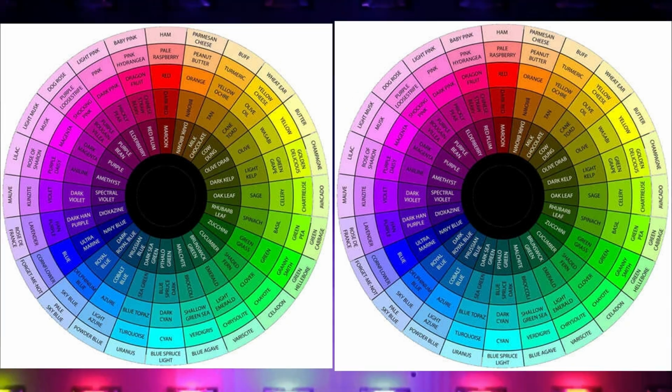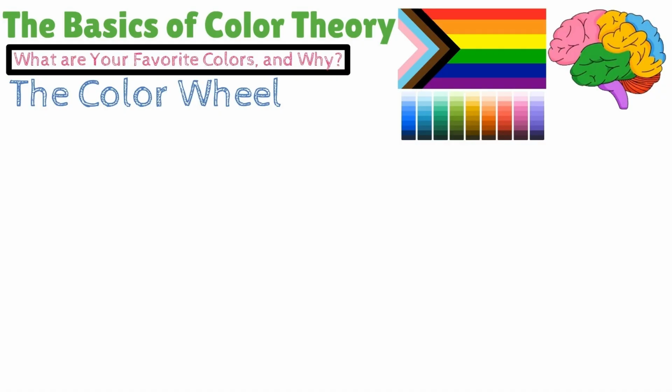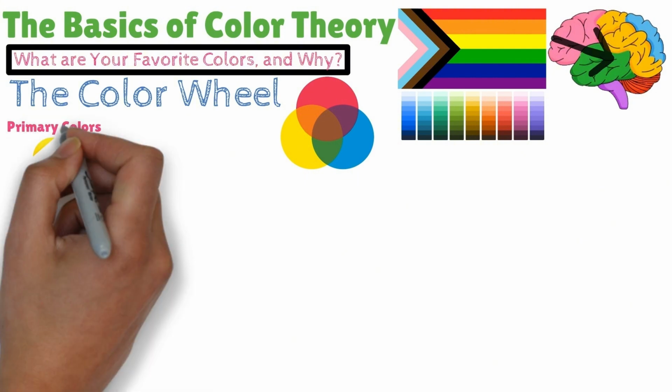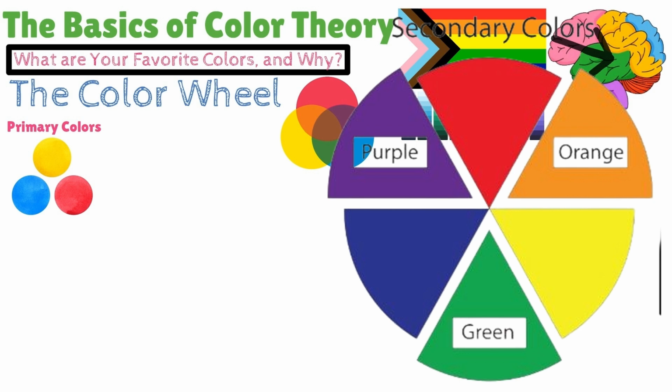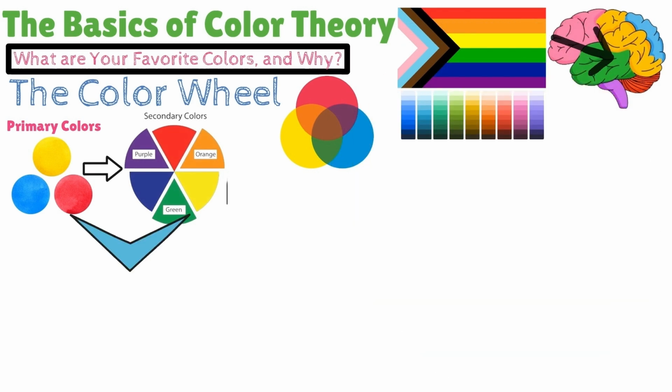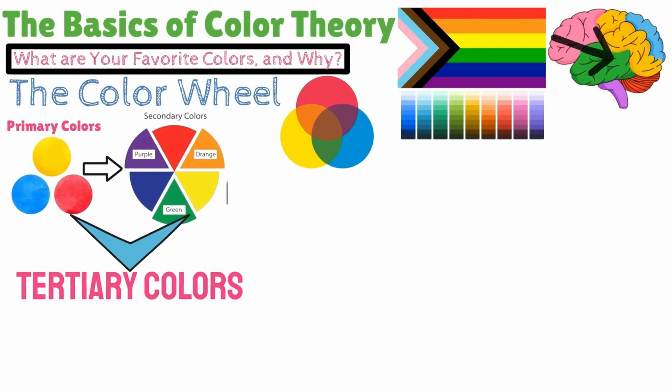The color wheel is divided into three primary colors: red, blue, and yellow. These are the fundamental colors that can't be created by mixing other colors. Every other color you see is a combination of these three. From these primary colors, we get secondary colors: green from blue and yellow, orange from red and yellow, and purple from red and blue. Mixing primary and secondary colors gives us tertiary colors, creating a full spectrum.